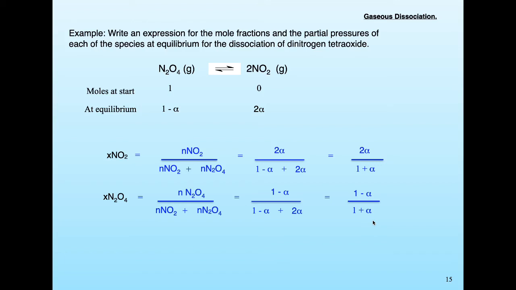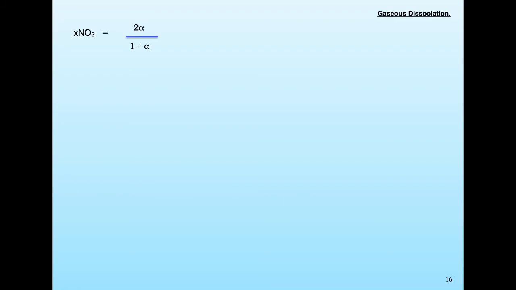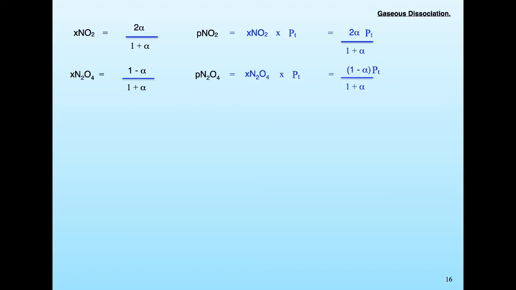Great. Now let's use these. If we've got the mole fractions, then we can work out the partial pressure. And the partial pressure is the mole fraction times the total pressure. Slot them in, and you've got a mathematical expression that looks like that. You try it for the dinitrogen tetroxide. Partial pressure, mole fraction times total pressure, and there you go.